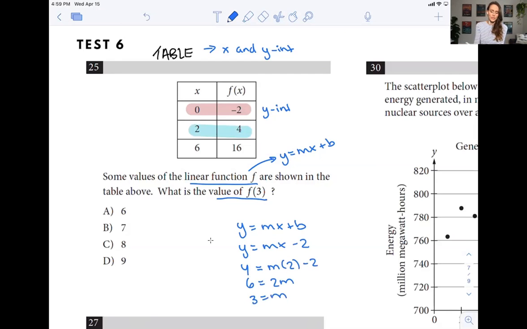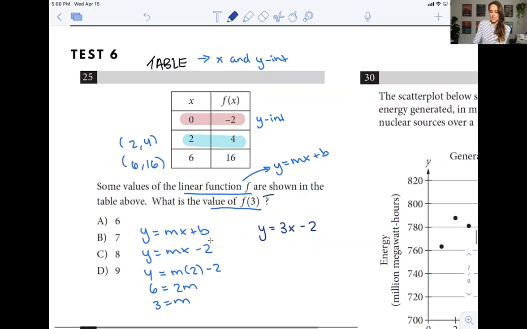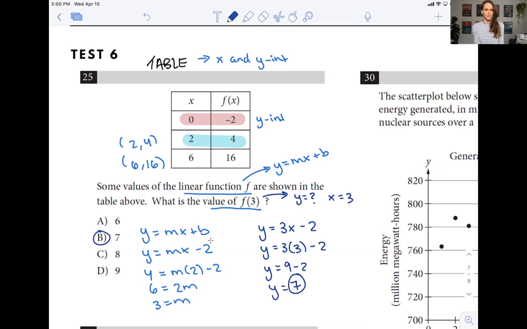I could also solve for the slope by taking this as 2 comma 4 and this as 6 comma 16 and actually using the slope equation, rise over run, change in y over change in x. Either way works. So now I know my slope and my y-intercept. So I can just write y equals mx plus b as y equals 3x minus 2. And they want to know what is f of 3, which is the same as asking what is y equal to when x equals 3? So y equals 3 times 3, I'm just plugging in the 3 for x, minus 2. So y equals 9 minus 2, y equals 7. So 7 is our answer there.